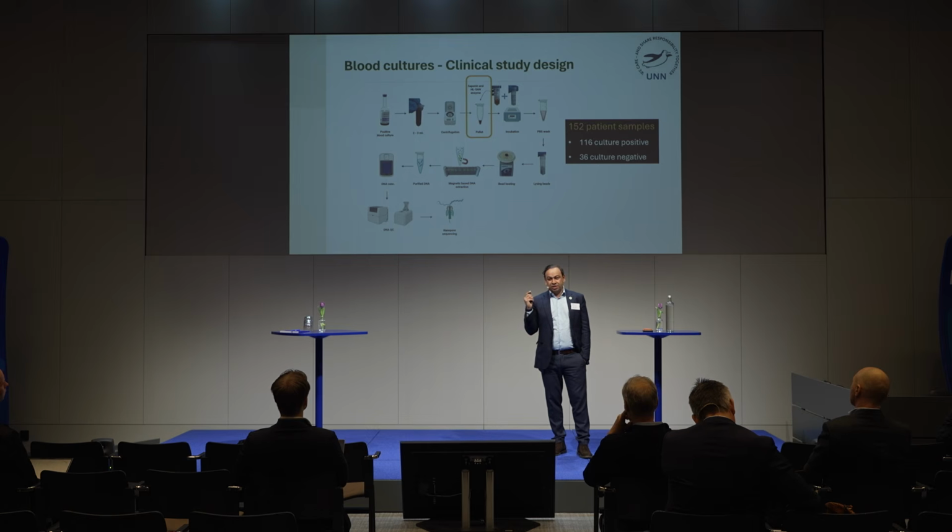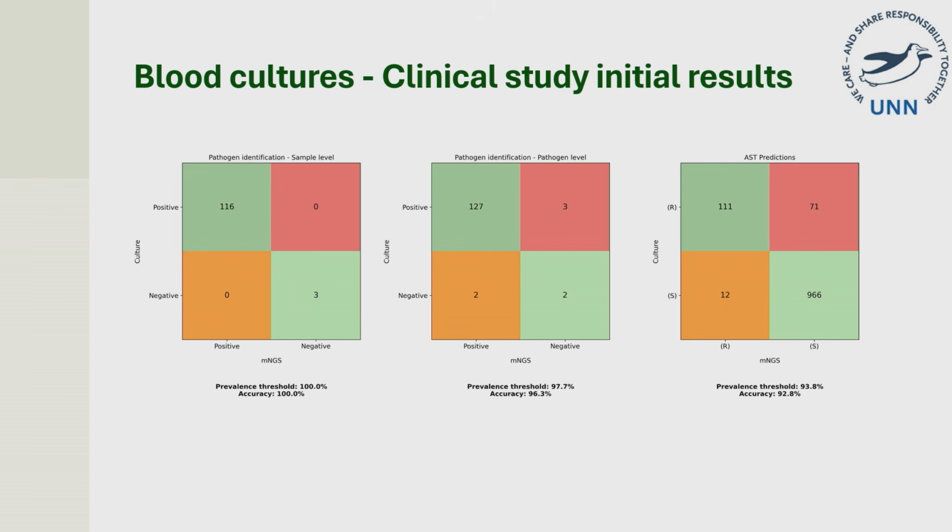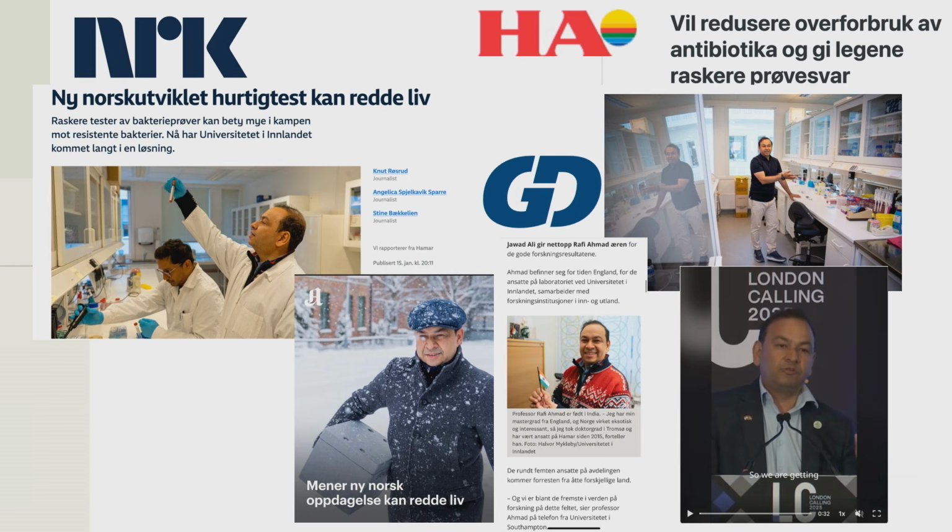This is not yet published. We are still analyzing this work. But I just have some results which show that we are getting 100% accuracy on blood cultures when doing clinical metagenomics compared to what is in the clinical routine. We are getting nearly 94% accuracy when trying to determine which antibiotic is working. So it's working quite well, but again, this is not yet published. The results are still being analyzed.